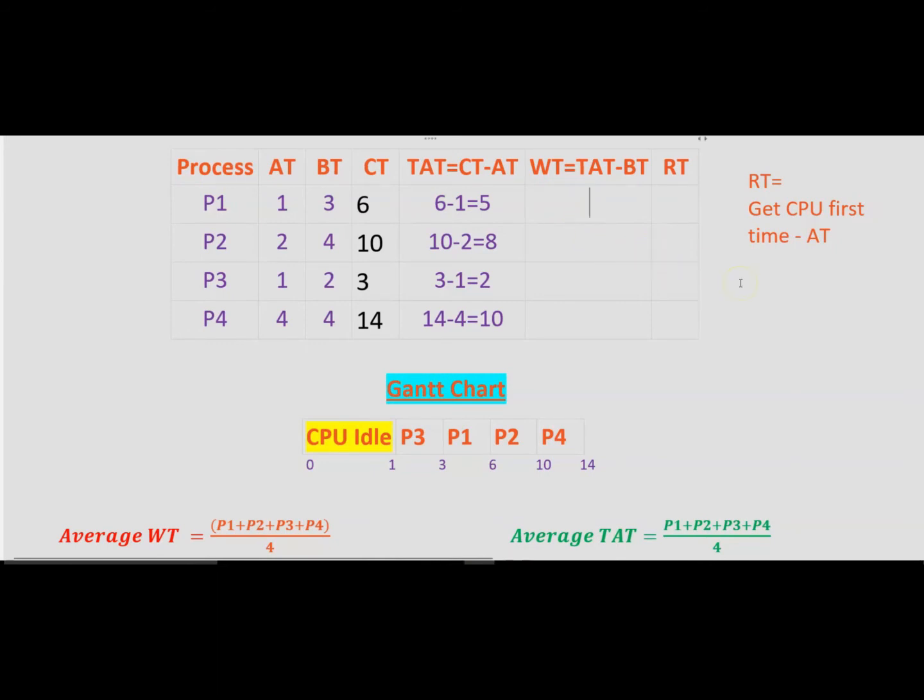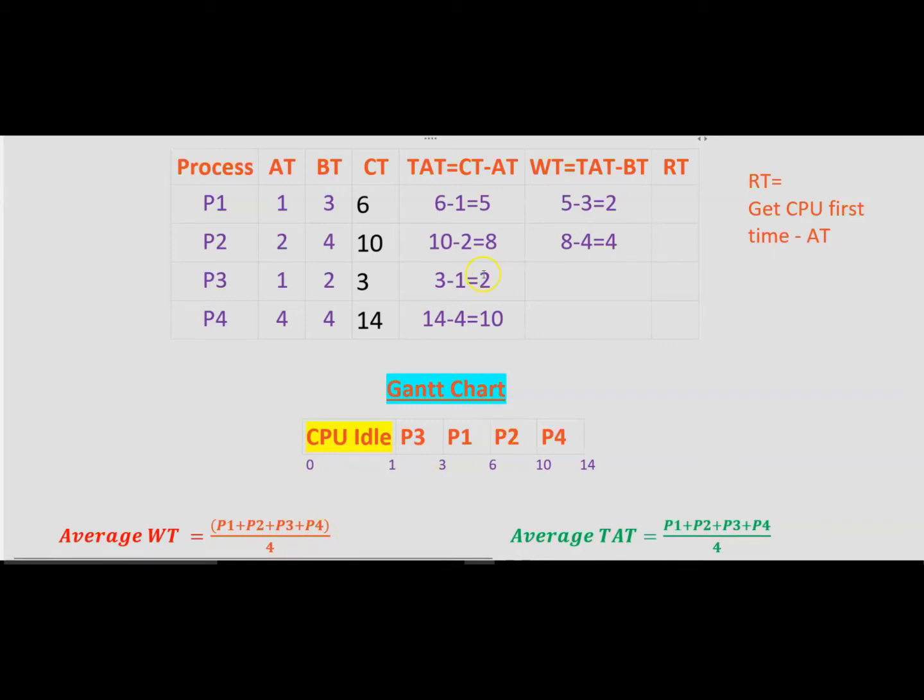The formula is already mentioned to you. So what is the turnaround time? Right now we have calculated, that is 5 for the process P1, minus the burst time. So 5 minus 3, that is equal to 2. Next, for P2 the turnaround time is 8. 8 minus, and the burst time is 4. So 8 minus 4 is equal to 4.